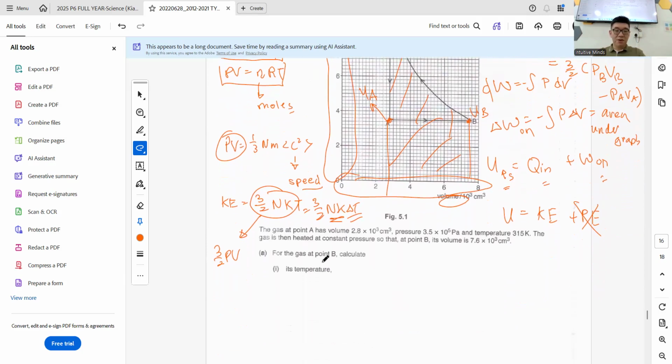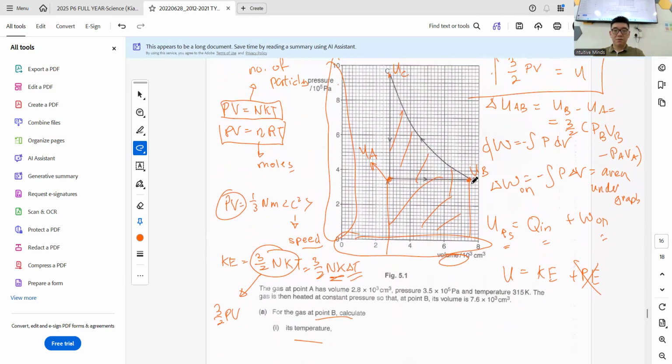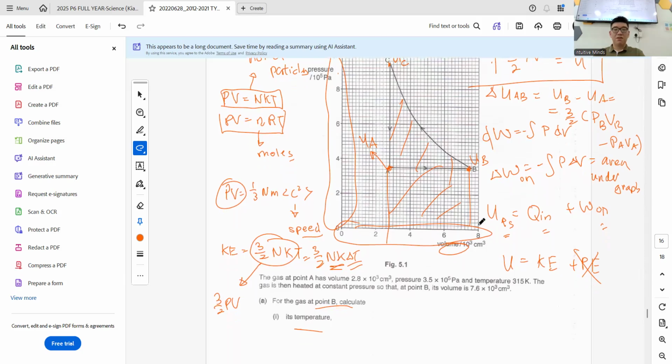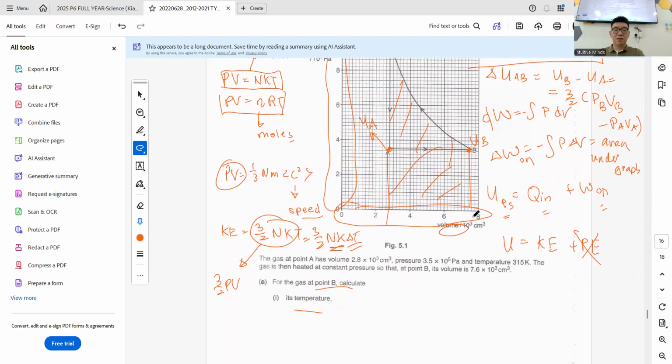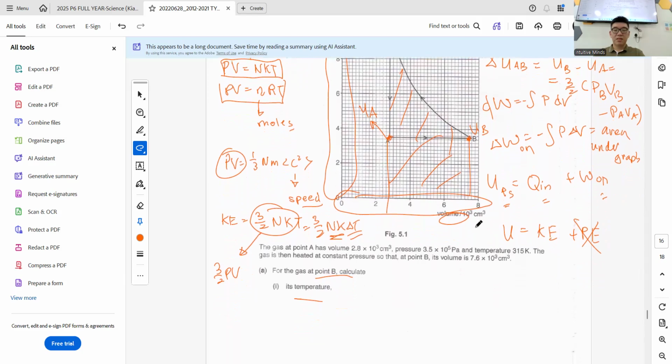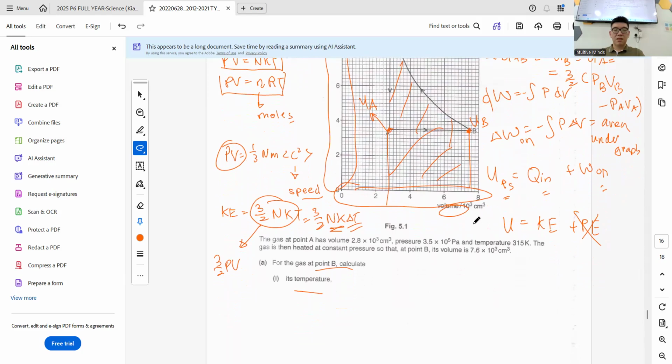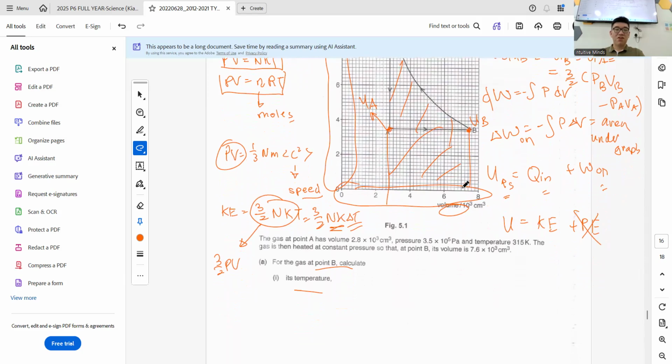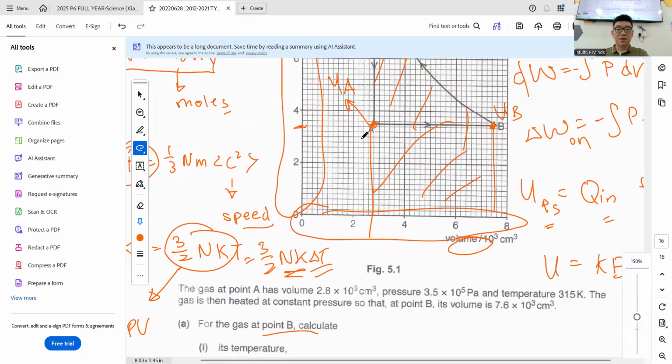Okay, for the gas at point B, calculate its temperature. Point B is here. What do you think you can do? And see the volume and pressure. So do you have pressure? Pressure is given, right? Over here.